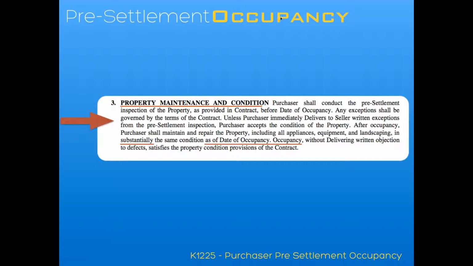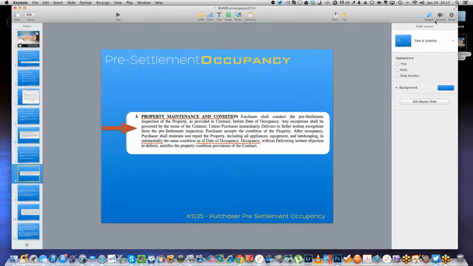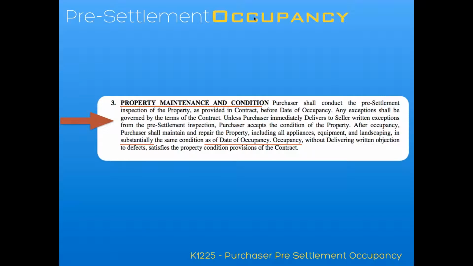Under paragraph 3, reading starting down here at the bottom: after occupancy, purchaser shall maintain and repair the property, including all appliances, equipment, and landscaping in substantially the same condition as of the date of occupancy. So this is a requirement for that buyer when they move in. They have to maintain everything, landscaping, appliances, equipment, all of that, in the same condition as the date of occupancy.